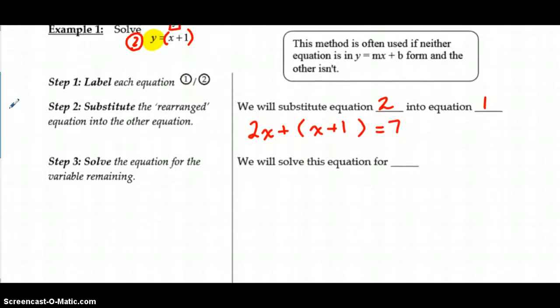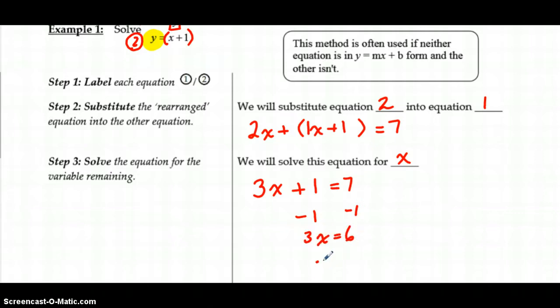Step number 3, solve the equation for the variable remaining. So in this case, we're solving for x. I put this in brackets here because sometimes there may be a coefficient in front of your y term, in which case distributive law would be applicable. Since it's just a plus 1 out here, we don't have to worry about that. We can drop those brackets and collect our like terms. So 2x plus 1x is 3x. We've got that plus 1 equals 7, and just keep continuing on here, solving your equation and dividing both sides by 3.